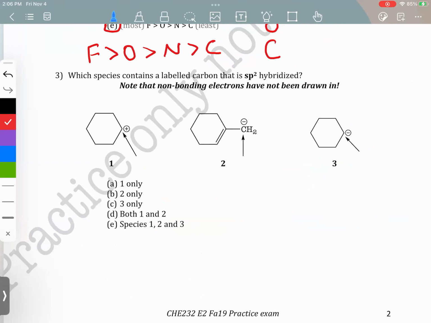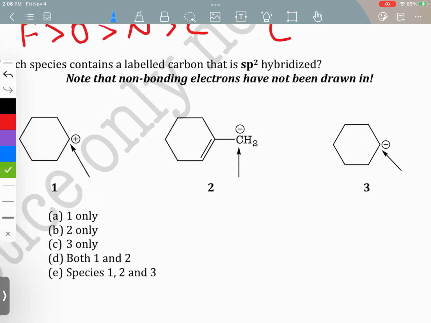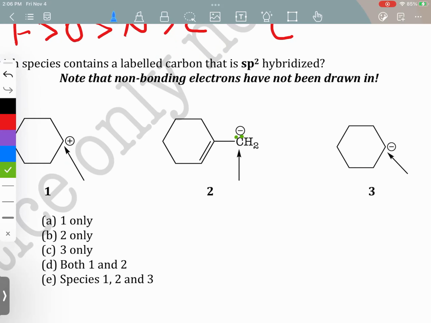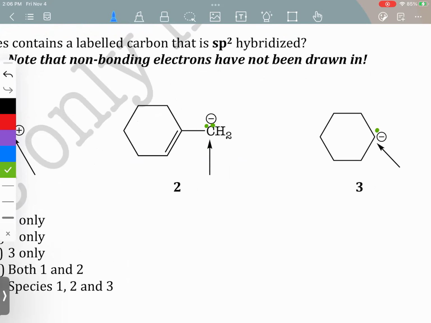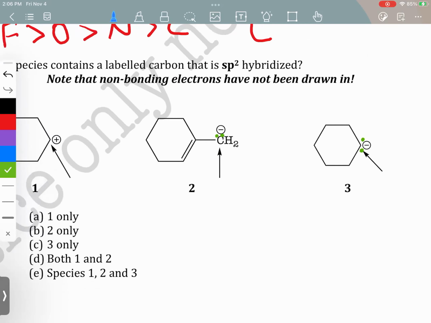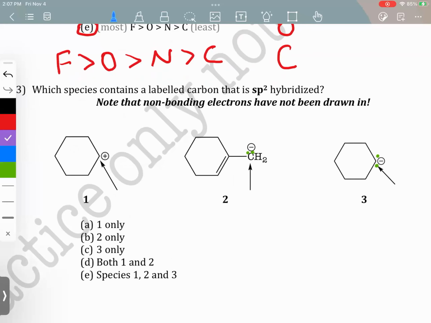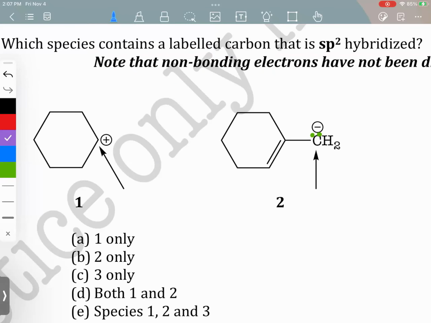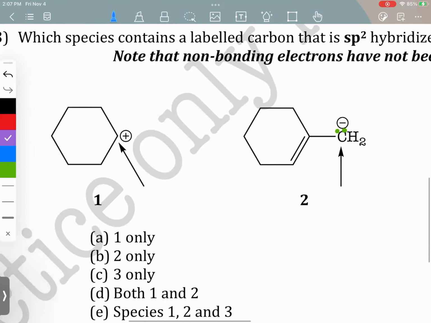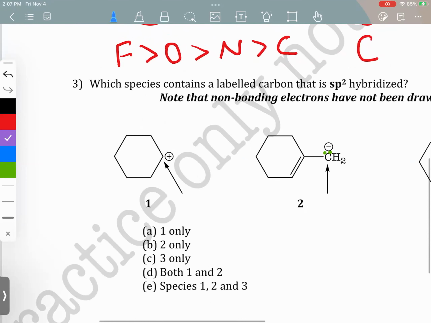Now, question 3. Which species contains a labeled carbon that is sp2 hybridized? So it says note that non-bonded electrons have not been drawn in. We do know, however, that some of these species would have the electrons. So you would want to draw it in just for clarification. So for example, in 2, there are lone pairs on this carbon, and in 3, there are also lone pairs on this carbon. So we draw them in for clarification. Now, let's look at each of the hybridization of the carbons that are pointed to one by one. Number 1, you have a positively charged carbon. What does that mean?